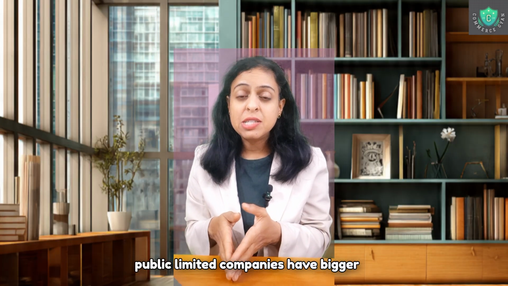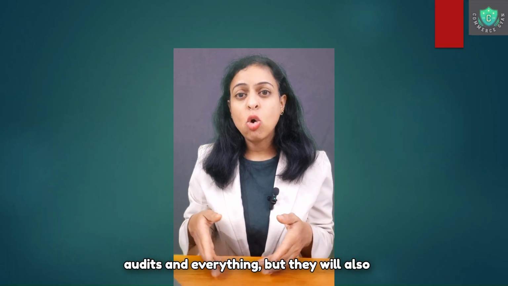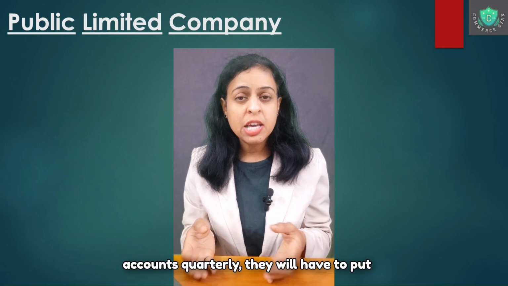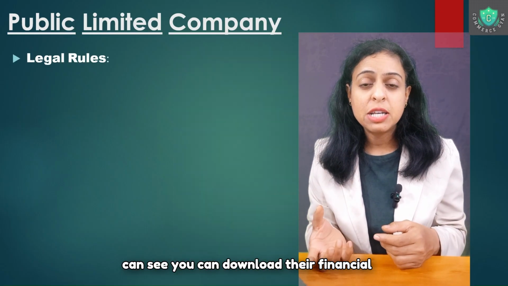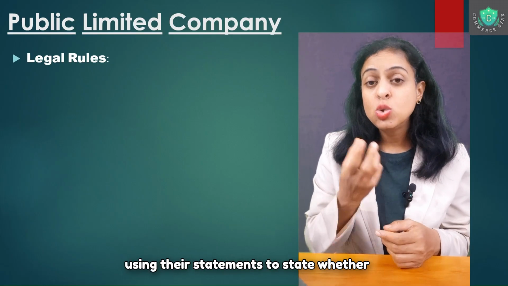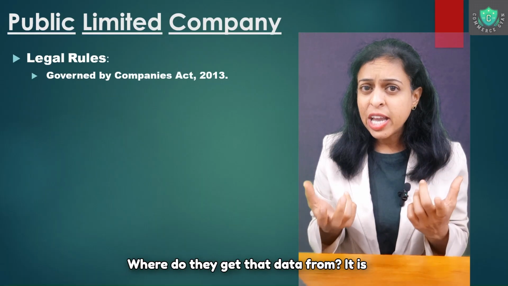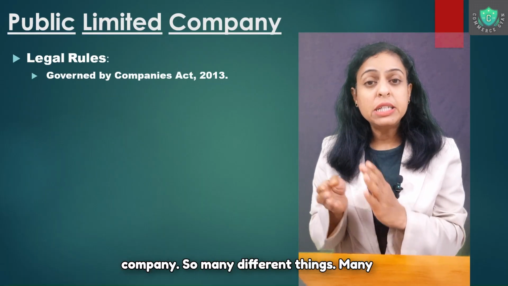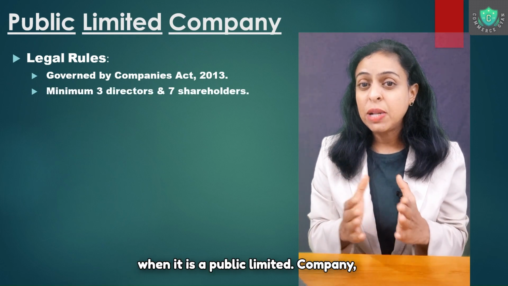Now, public limited companies have bigger formalities, right? Not just the registrations and the income tax and audits and everything, but they will also have compliances to publish their accounts quarterly. They will have to put it online, on the website. You can see, you can download their financial statements. You find different analysts using their statements to state whether this company is making good profit or not. Where do they get that data from? It is all online. It is published by the company. So many formalities increase to a huge extent when it is a public limited company.